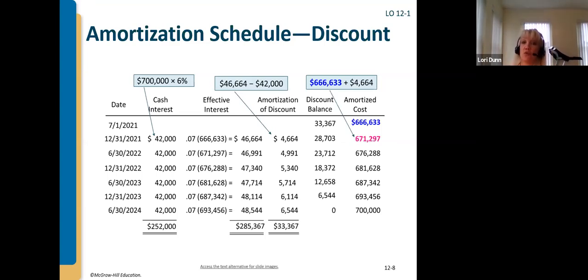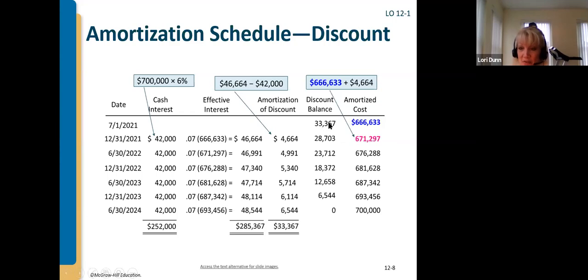So the company will show interest revenue of $46,664. The difference is the part of the discount that is being removed out of the discount account, because we're recognizing that much of the discount as interest revenue. Remember, the total interest revenue is $46,664. Of that, we're getting $42,000 in cash now. The other part is the part of the discount that we'll receive in the future.